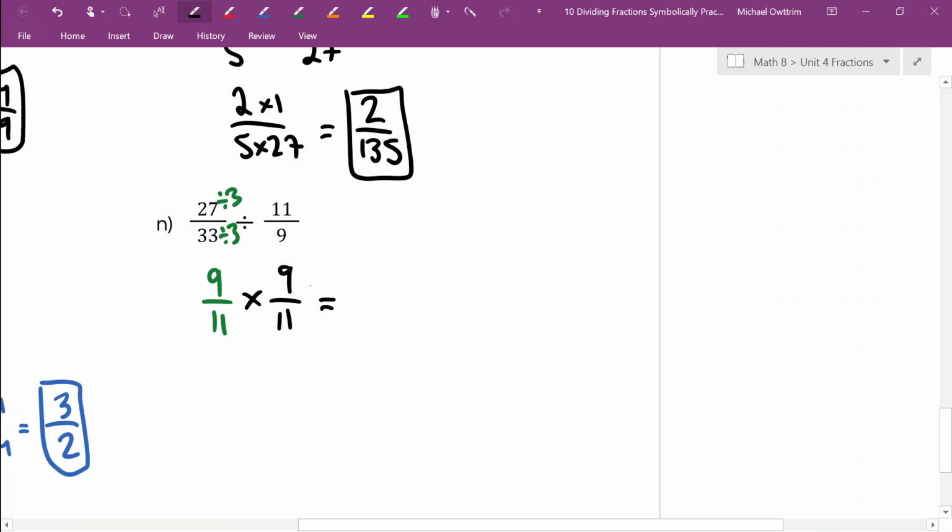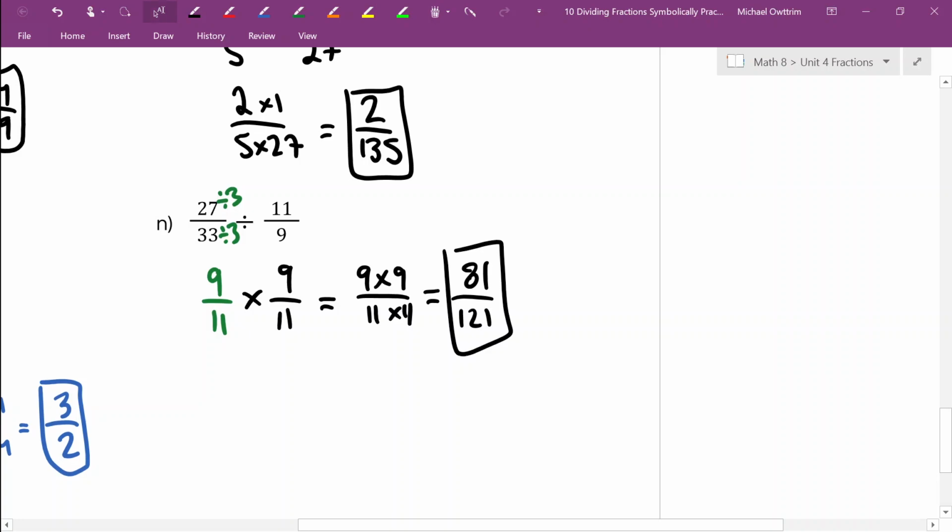There's no simplification or cancellations I'm going to be able to do there, so I'll just have 9 times 9 over 11 times 11. That'll give me 81 over 121. I know that those won't simplify because there's no factors on the top that also appear on the bottom.